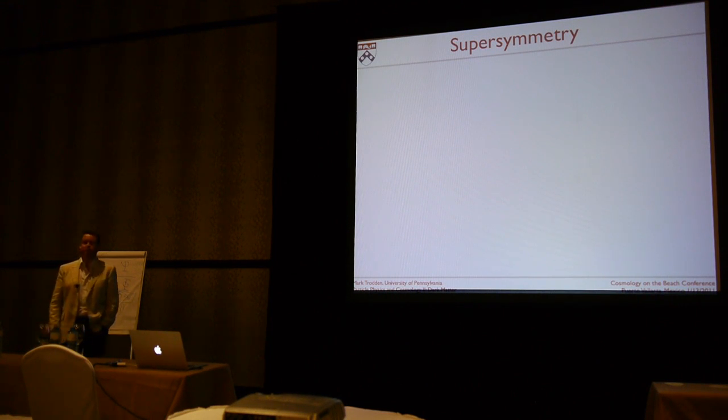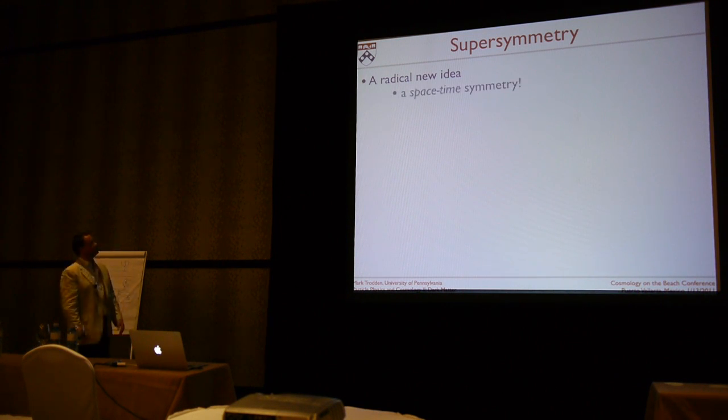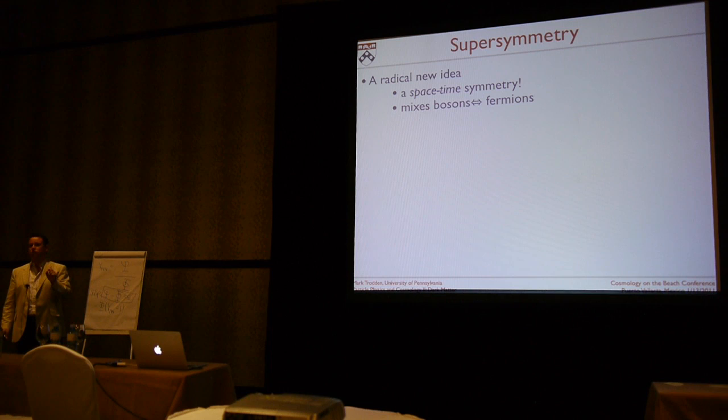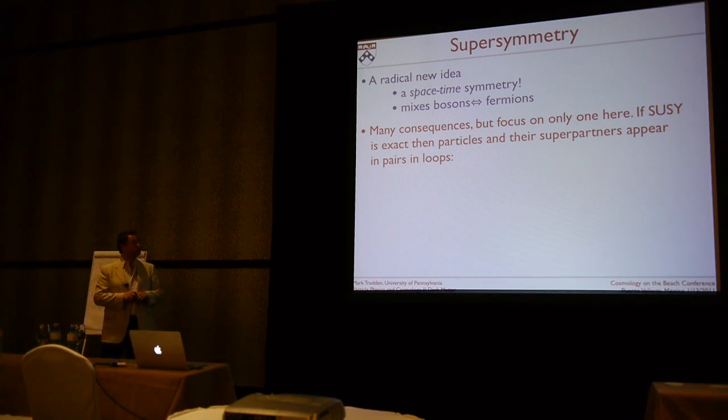So let's move to supersymmetry. Supersymmetry really is a radical new idea. Everything that we've talked about in this conference so far has involved gravity, which deals with general covariance, that set of symmetries, or particle physics, internal symmetries, gauge symmetries. Supersymmetry mixes these things up in a way. It's a space-time symmetry that acts on particles. It mixes, in particular, bosons and fermions. That's a very strange thing. It relates bosons to fermions, and it has a huge number of consequences.